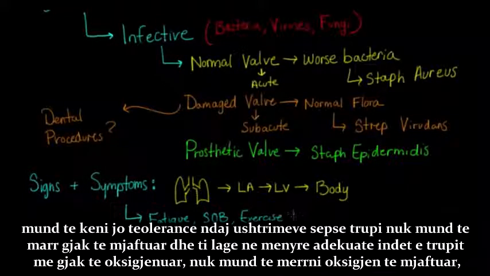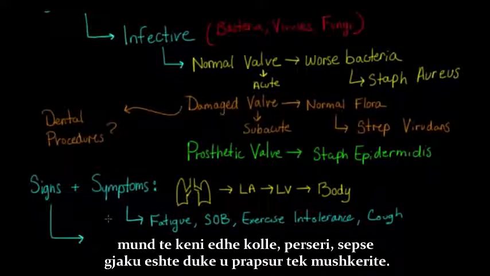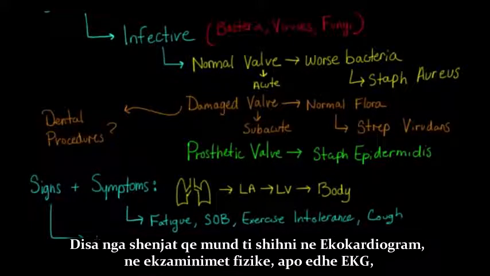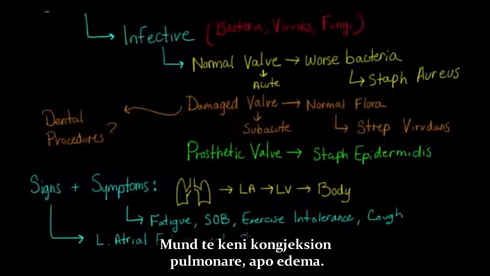You can have exercise intolerance because you can't get enough blood to the body to adequately oxygenate your tissues, give you enough oxygen. Or you can have a cough, again, because you're backing up blood into the lungs. Some signs that you may be able to see on echo, with your physical exam, or maybe on an EKG would be signs of left atrial enlargement, because blood is backing up into the left atrium. You can have pulmonary congestion or edema.